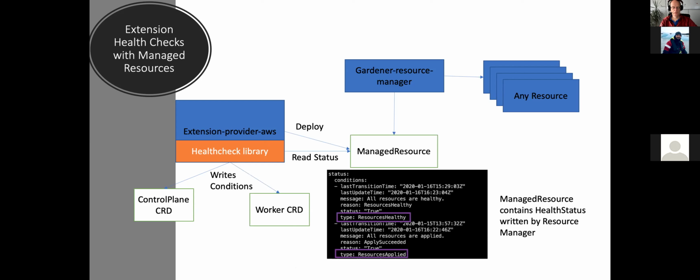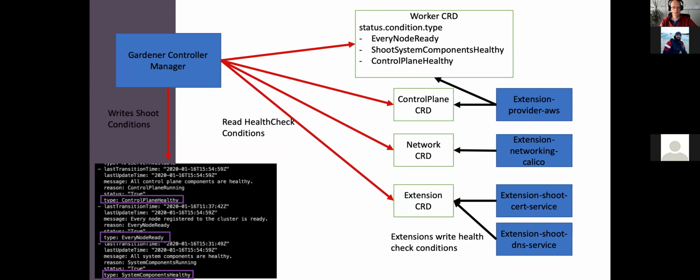This is the part of the provider, the extension provider. Looking now at the full picture. Basically, what I was talking about was this part here, the extensions performing their health checks and writing them to the specific extensions. The provider extensions are writing the information to the worker CRD and the control plane CRD. The network in Calico writes its health check conditions to the network CRD, and the shoot cert service and the shoot DNS service write it back to the extension CRD.